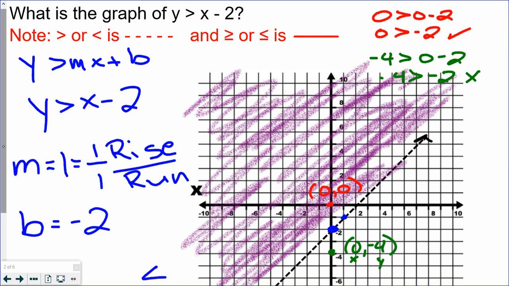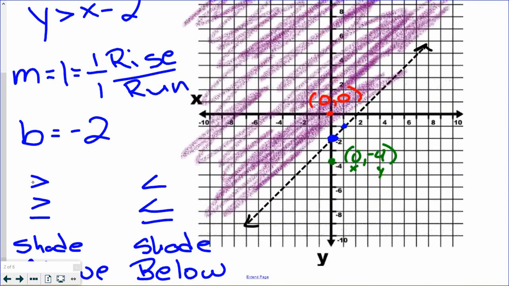And then the other rule is, if it's greater than or equal to, then you shade above the line. If it's less than or equal to, you shade below the line. All right, so let's look at another one.